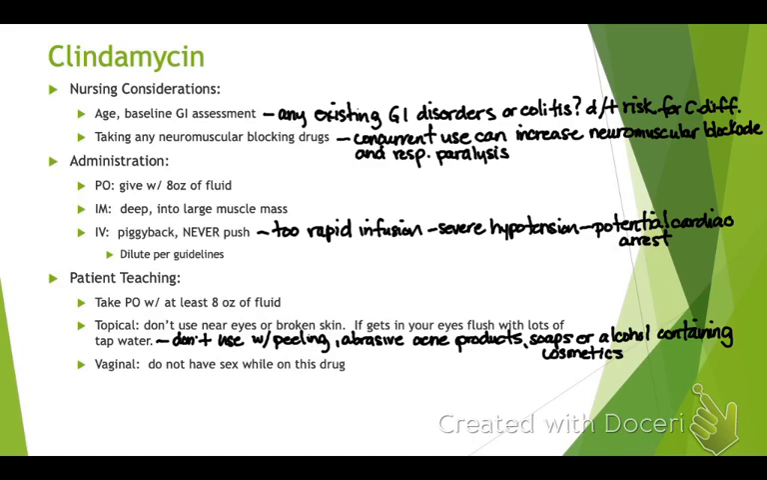Administration: Clinda can be given PO with 8 ounces of fluid. It can be given IM. You want to use a deep, large muscle mass in order to give it. It can be given IV piggyback. You never want to give it IV push. It's too rapid of an infusion. It can cause severe hypotension and potentially a cardiac arrest.